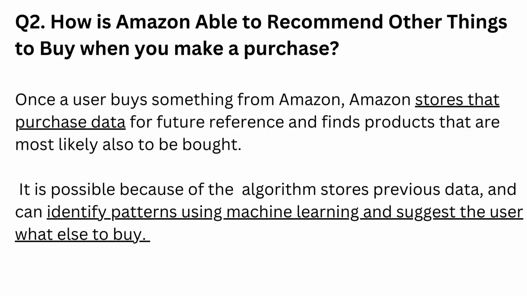Question 2: how is Amazon able to recommend other things to buy when you make a purchase? So when you buy something from Amazon, Amazon stores that purchase data, right, for future reference, and then it helps to find products that are most likely also to be bought together. So it's possible because the algorithm stores your previous buying patterns, buying products, and all that, and it can identify patterns using machine learning and suggest to the user what else to buy. I have underlined the words that should be in your answer so that you can get a feel of it. Right, I think we are done.